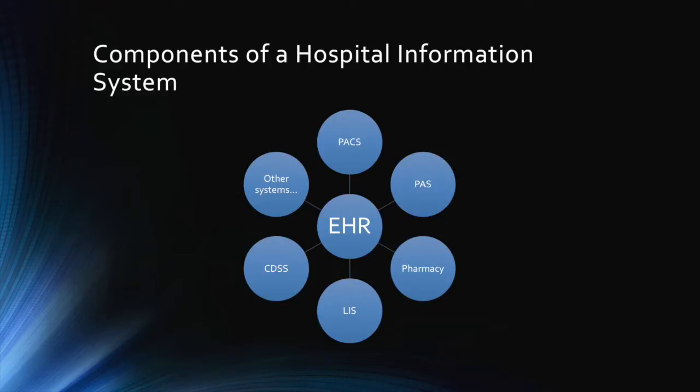And we're now starting to see things like clinical decision support systems. These are systems that plug into the electronic health record and help doctors and healthcare professionals make decisions. They might look at the medication that the pharmacy is providing to the patient and see if there's a conflict between two medications, meaning the patient shouldn't be on both of them at the same time.